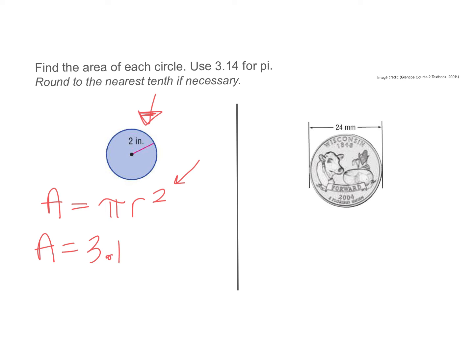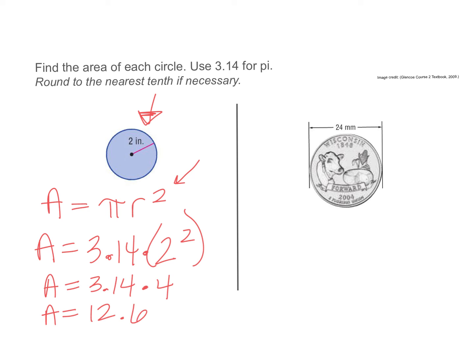So we're going to do 3.14 times 2 squared. Again, that comes first. So A equals 3.14 times 4, because 2 squared is 2 times 2. So then I'm going to do 3.14 times 4. And it says round to the nearest tenth. So we would get 12 6/10 inches. This is area, so we're going to do inches squared.